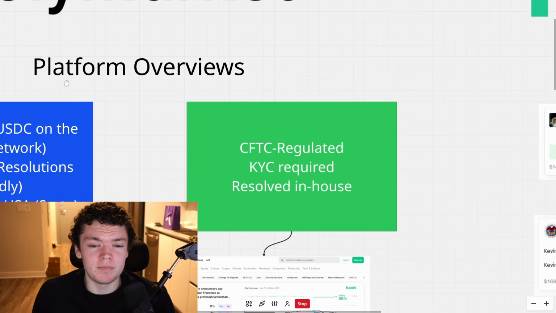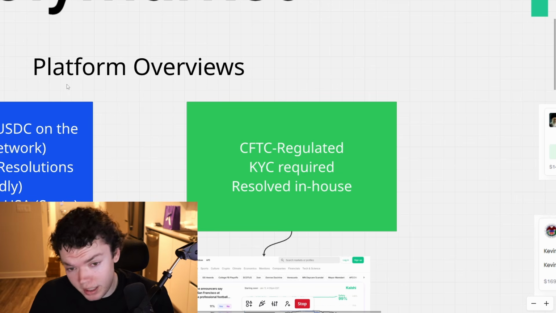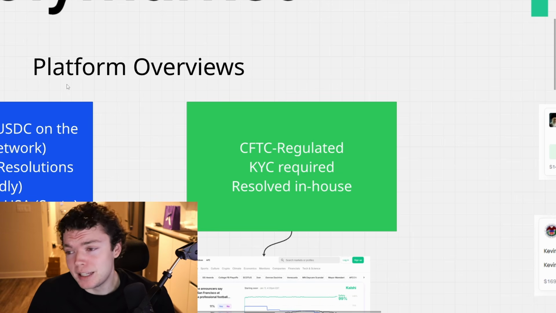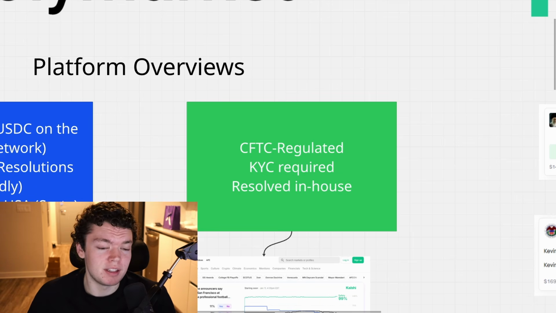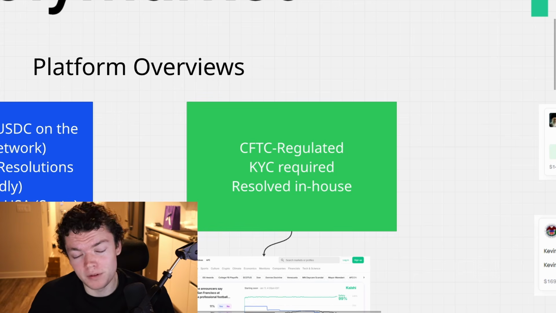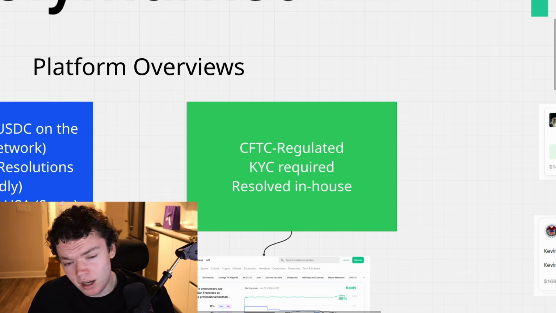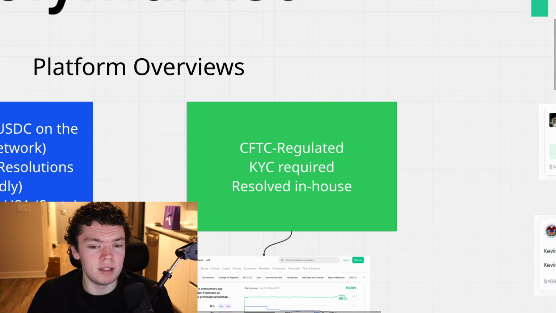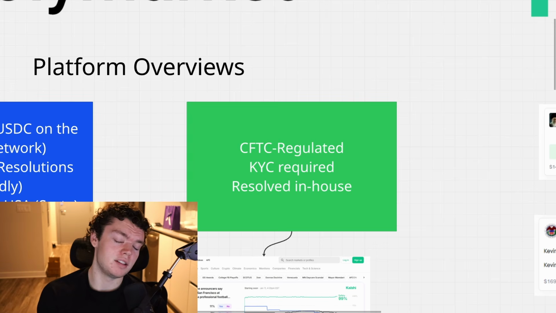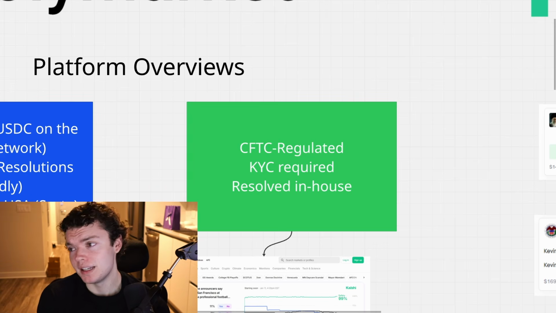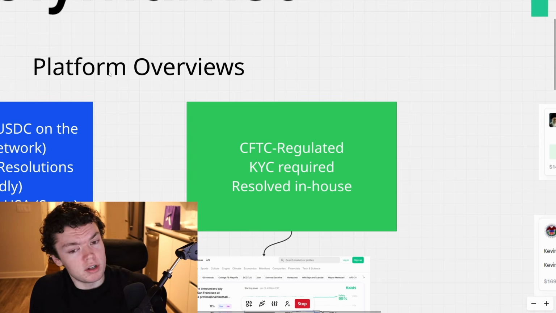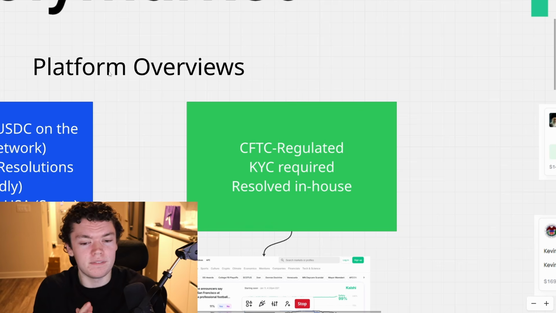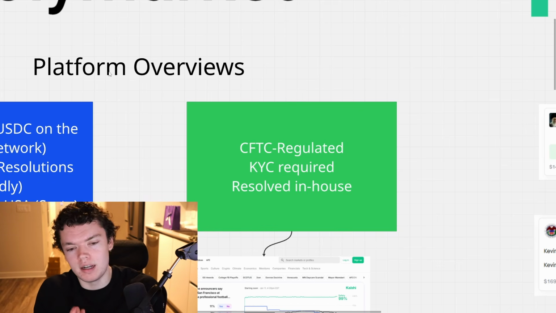On Kalshi, it's Commodity Futures Trading Commission regulated. KYC is required, so know your customer. This means you're going to have to submit information about yourself, your address, probably take a picture of your ID, all of that. Similar to sportsbooks, or if you're signing up for a crypto exchange in the United States, KYC is required for Kalshi. And it's resolved in-house. I'm going to get into this later, but it's resolved in-house.